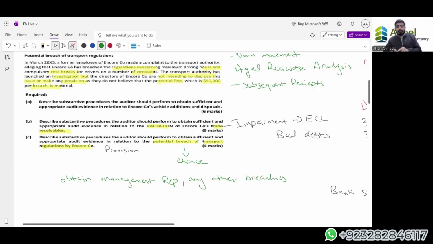Why? This will give us a point that we can write. If they know any other breaches that they have in their mind, if they have any indication that there are any other breaches, then we should record a provision for that as well. So if they know about it, they should tell us, so that we can record a provision and our financial statements are in a true and fair position, right? So all of these points accumulate and give you a very good answer for substantive testing.